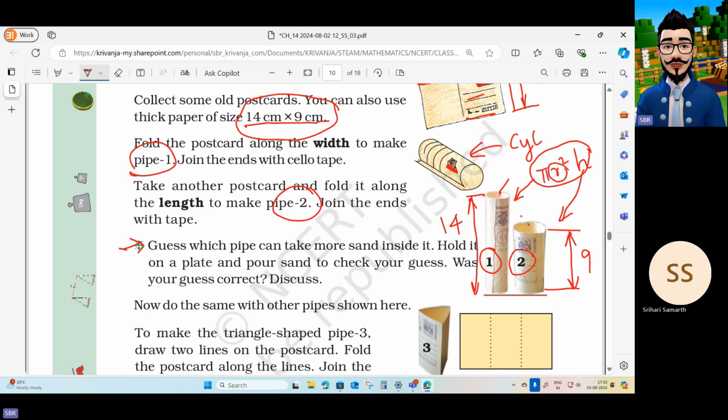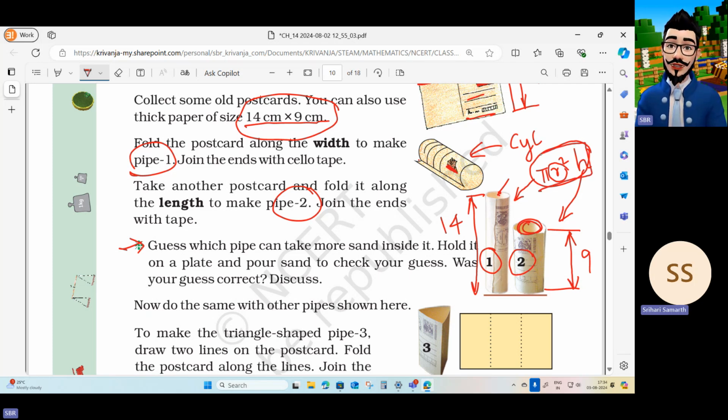You just need to calculate the volume of this and the volume of this. One way is you can do it practically: make pipe 1 and pipe 2, fill them with sand and compare the two. Whichever is more has more volume. Because we are not doing any practicals, let's calculate.